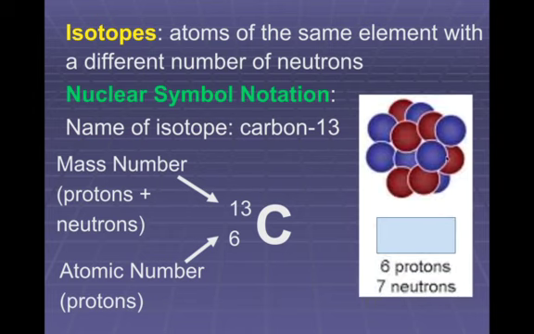So if we look at carbon-13, you see 6 protons, 7 neutrons, add them up, and you get 13. So this carbon atom acts the same as a carbon-12 isotope. It's just a little heavier. And we'll learn about why that's important later.